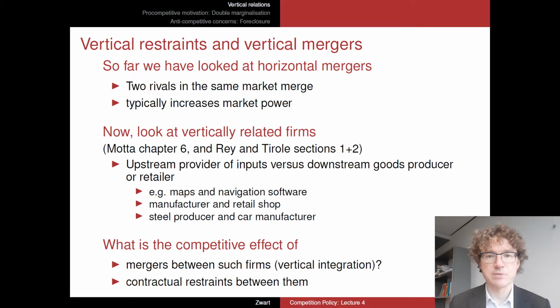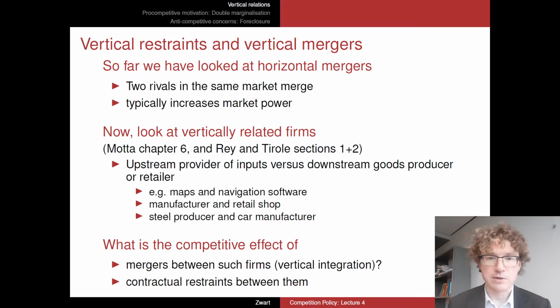And if these companies merge, typically this creates stronger market power. So this, all else equal, leads to a rise in prices generically, except if there's of course large synergies in costs which might counteract those rises in prices. So this is actually different if you look at vertically related firms.